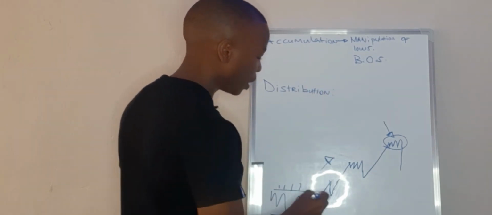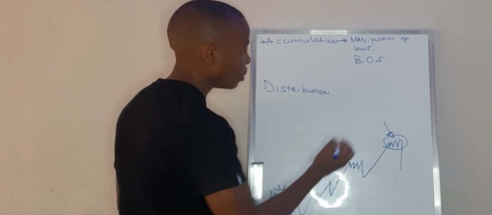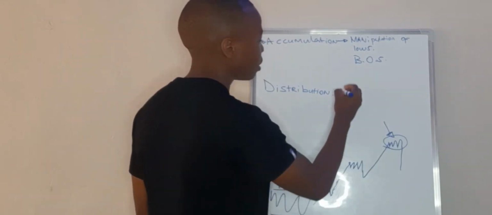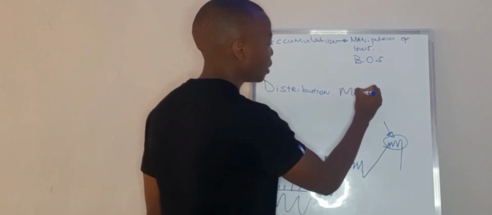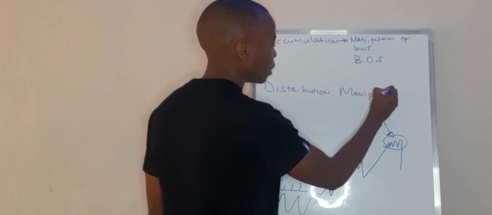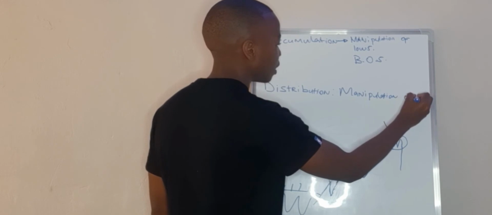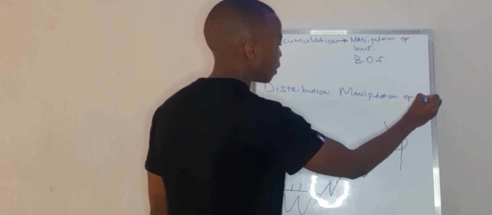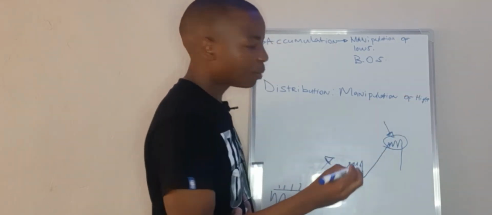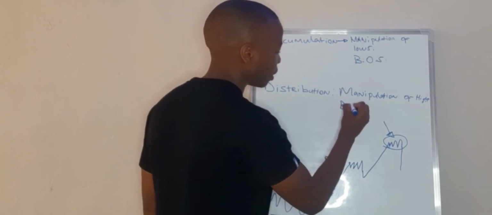Now, a distribution is the opposite of an accumulation. What is a distribution? Manipulation of the highs. And how do you confirm it? With a break of structure.